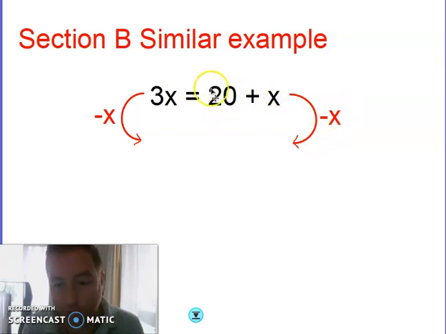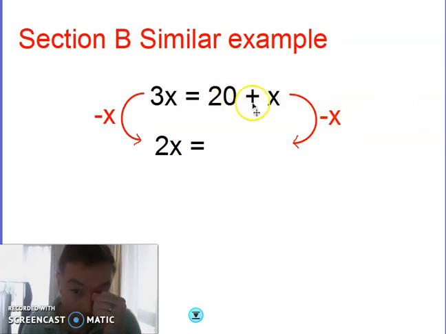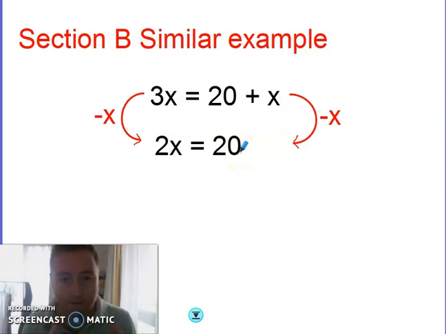And if I take away x from this side, keep it balanced, take x from this side. Well, 3x, take away an x, 3x minus 1x is 2x. On the other side, we have 20 plus x. We took away the x, so kind of what I did was I just cancelled out that x. And I didn't take away any numbers. Letters and numbers separate. Now, 2x equals 20.